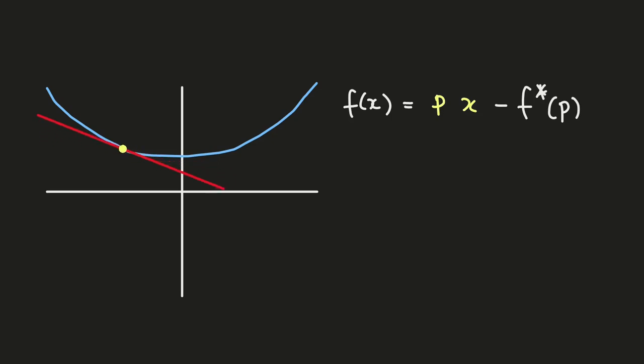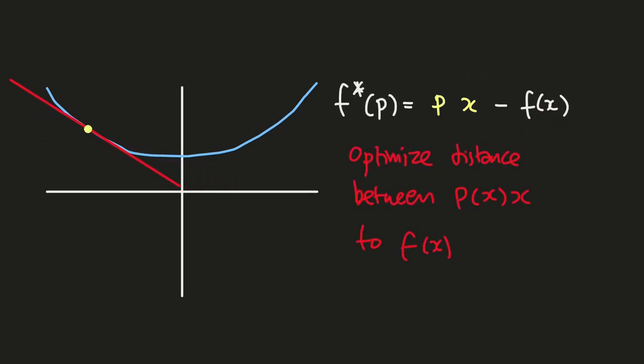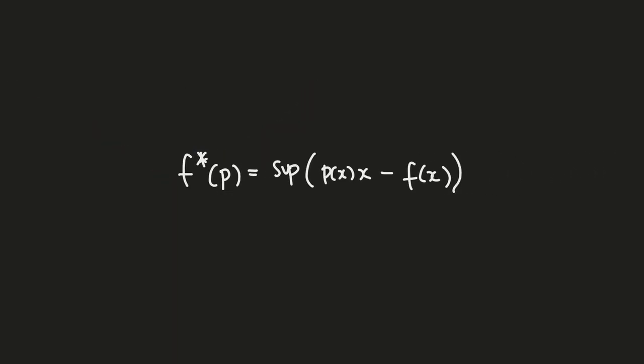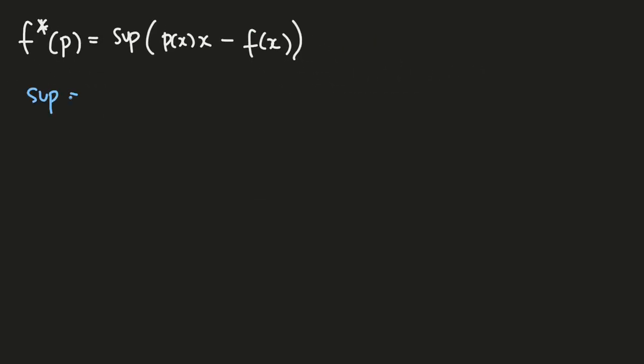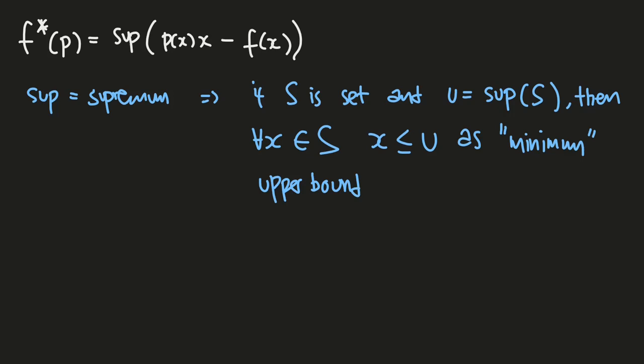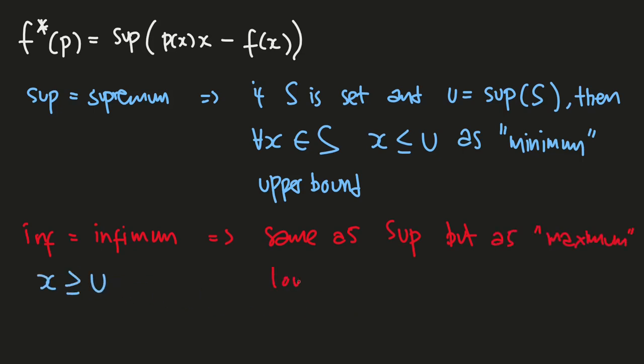So to make this equation hold true, we need to take the optimal value of this subtraction. So we will have that each tangent point satisfies this equation that we define as f star. And you might be thinking, what does the sup here mean? Here, sup or supremum means that if S is a set and U is a supremum of S, then for all x inside S, x is smaller than or equal to U, or we can say it is the minimum upper bound. This definition is the contrary of inf or infimum, which is the same as supremum, but now we switch the inequality, and it becomes the maximum lower bound.